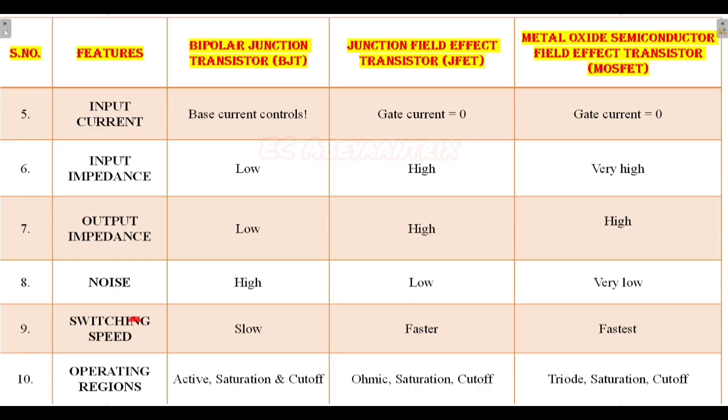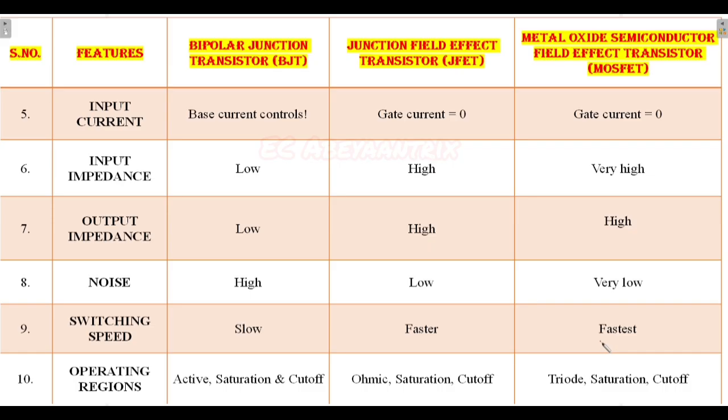And coming to switching speed, here also MOSFET is the clear winner. The fastest switching speed is offered by MOSFET. The main reason is that a very thin SiO2 layer is present as insulation, and it also offers very high input impedance, so the gate current is nearly zero. This is the main reason for its fast switching speed.